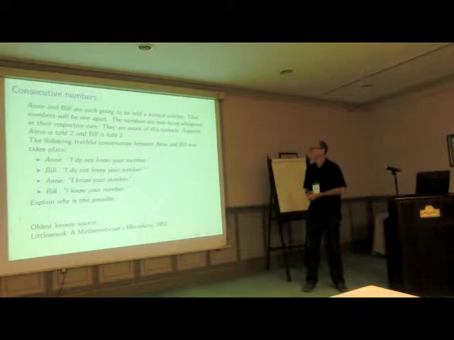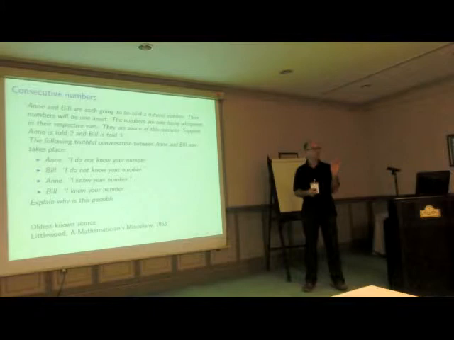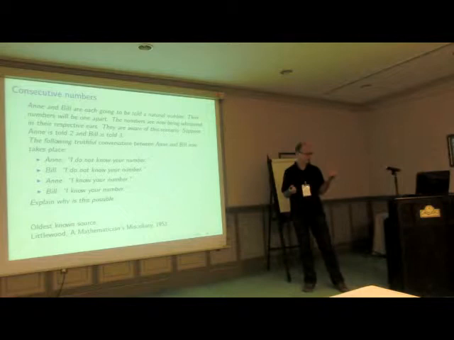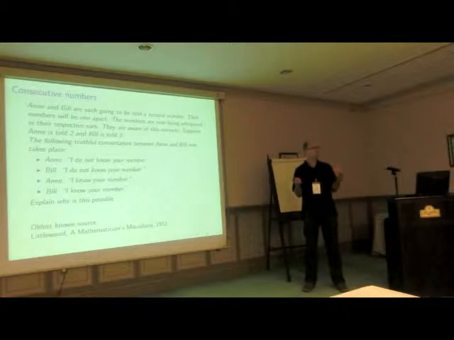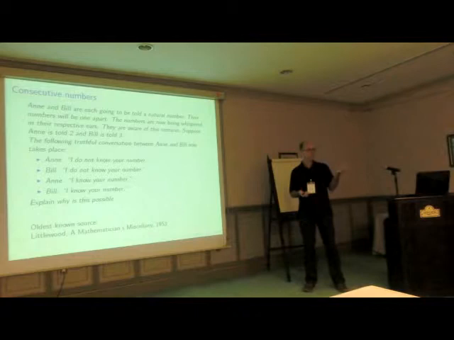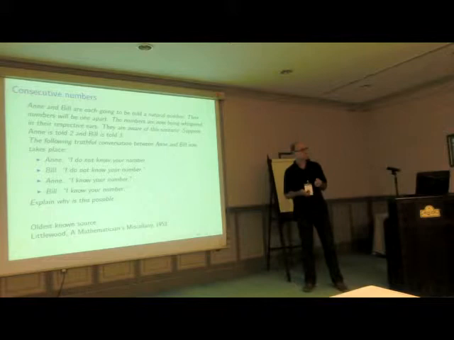Ann is saying, I do not know your number. Bill is saying, I do not know your number. Then Ann is saying, I know your number. Then Bill is saying, I know your number. End of conversation. Explain why this is possible. It is puzzling because they seem to contradict themselves, right? They first say, I don't know your number, and then they say, I know your number. But understanding this riddle comes with understanding why it's not really a contradiction, but that it depends on the moment when this is being said.